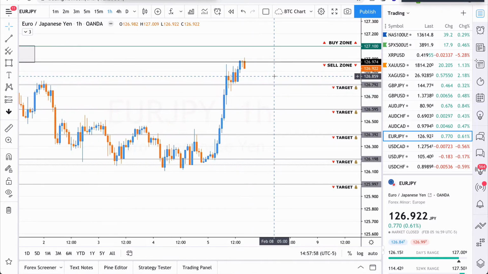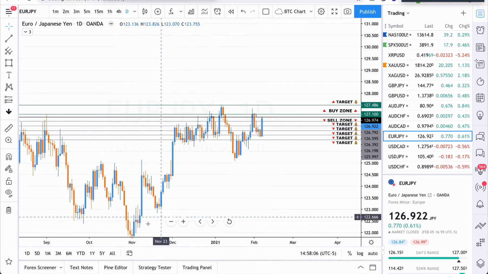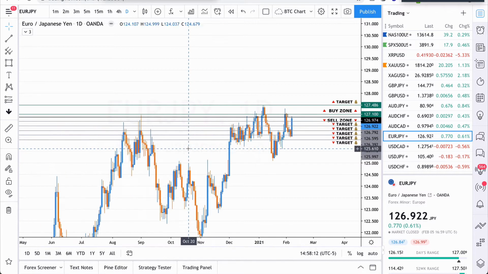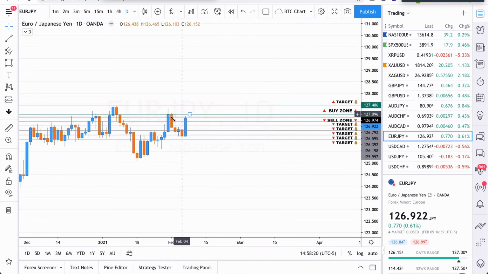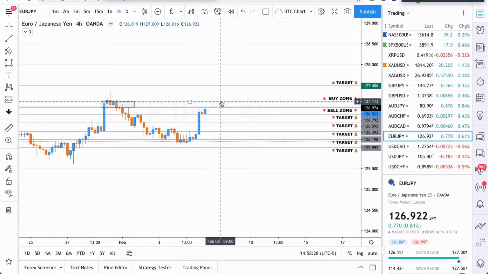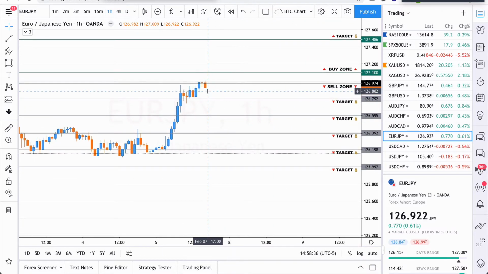So what I like for this particular pair, let's look at the overall trend. We had an uptrend, we had consolidation, we had a little breakout, made a higher high, but we failed to make a higher high. We made a lower high. We had a retest of that area. Now we may be on the way back down. So let's see what happens right in here. I like this for a potential sale.